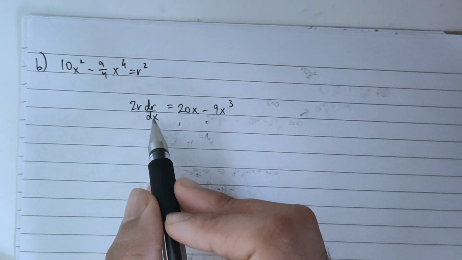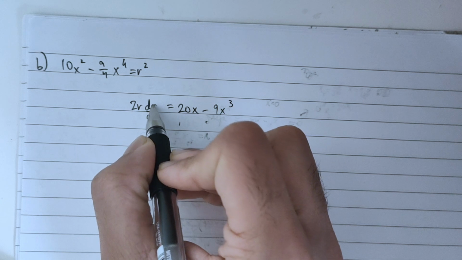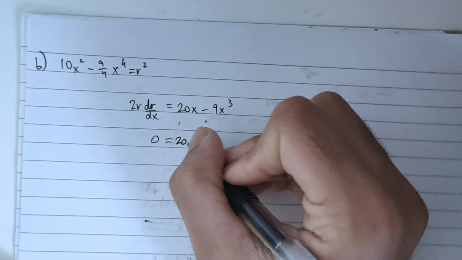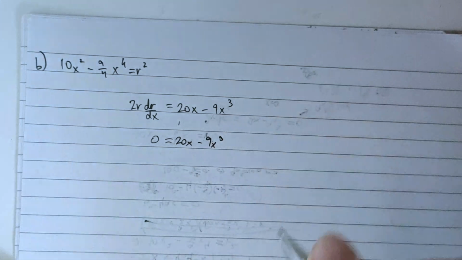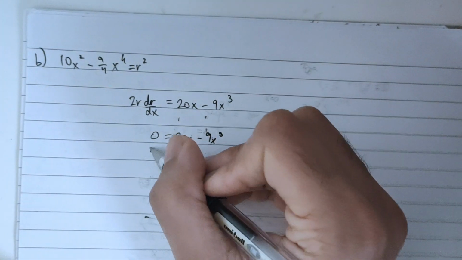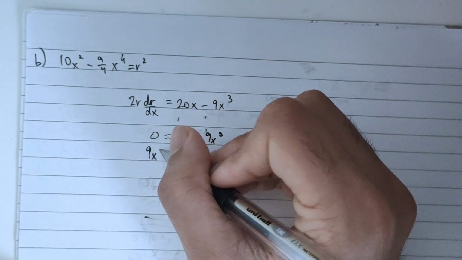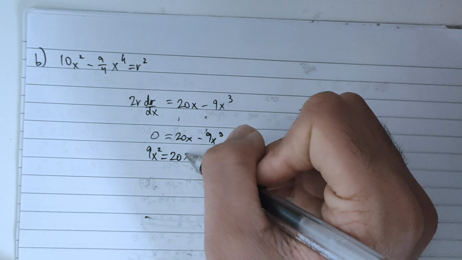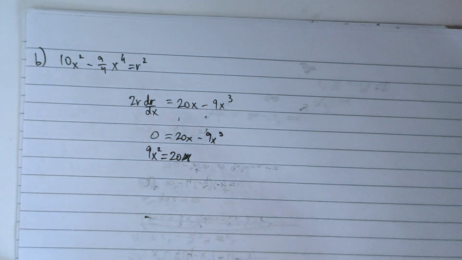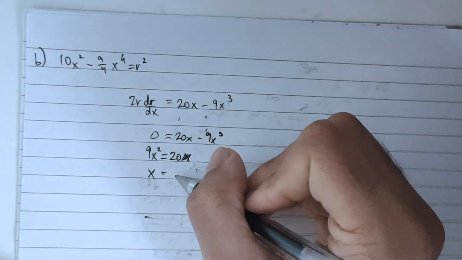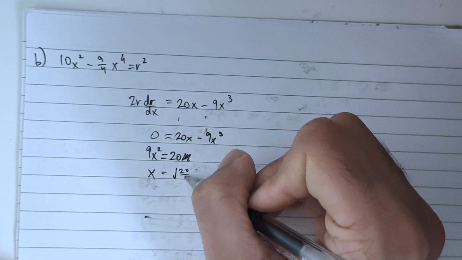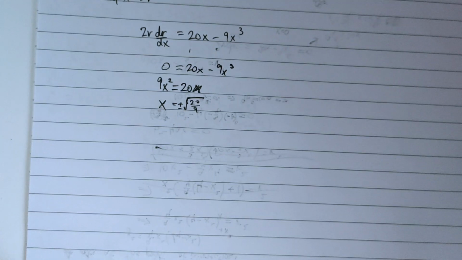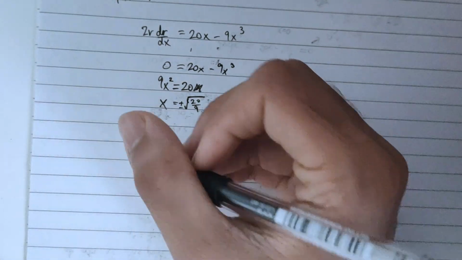Now we know dr over dx is 0 when r is at the maximum, so we can make this whole thing equal 0. 0 equals 20x minus 9x cubed. I can move 9x cubed to the other side and cancel out the x's, and we get 9x squared equals 20. And then we just rearrange for x. We get x equals plus or minus root 20 over 9. Alright, and we plug this into the original equation to get r.